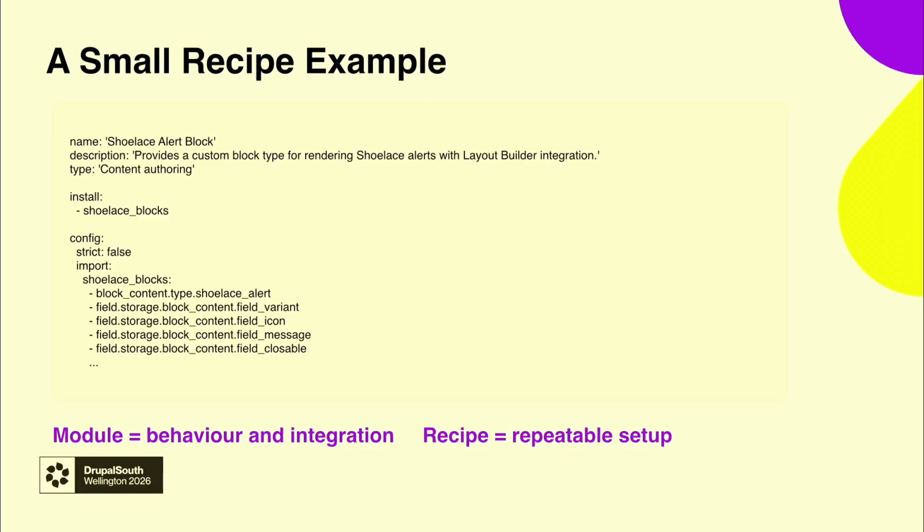That's actually an example. The custom module provides a Shoelace block integration. The recipe applies the setup. It installs the module and imports a selected configuration, such as the block type and the field. So the module provides the behaviors and Drupal integration. The recipe makes the setup reusable.